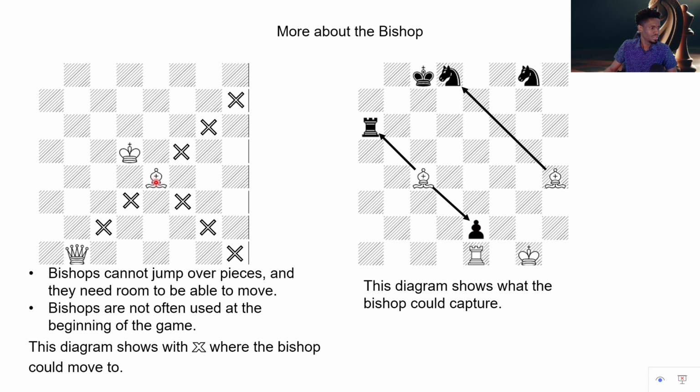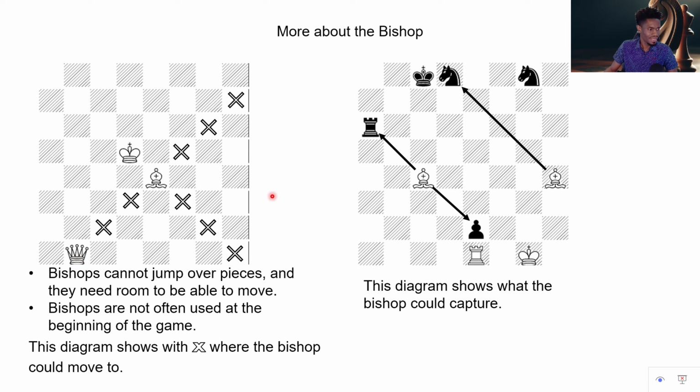This one here on your left, this X shows where the bishop could go to. Notice that the bishop, of course, cannot go over here because that is one of your own pieces. So be very careful not to capture your own pieces when you are playing a chess game.